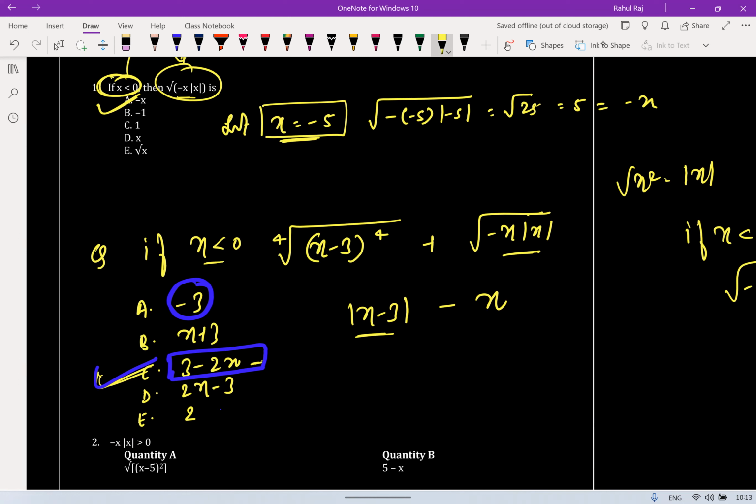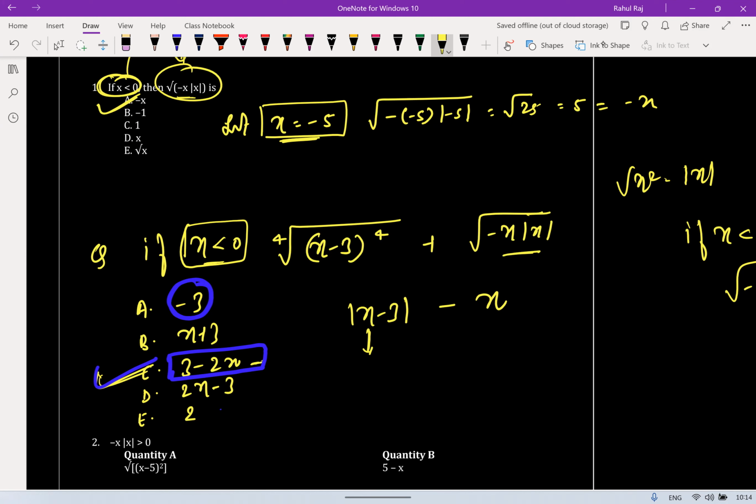Anything coming out of the mod has to always be positive, Alexa. If you put x less than 0 here, what value are you getting inside the mod? You get a negative value inside the mod, but what comes out should be positive. I'm just telling you how you should frame the equation. For x less than 0, Alexa, what is the value of mod x minus 3?